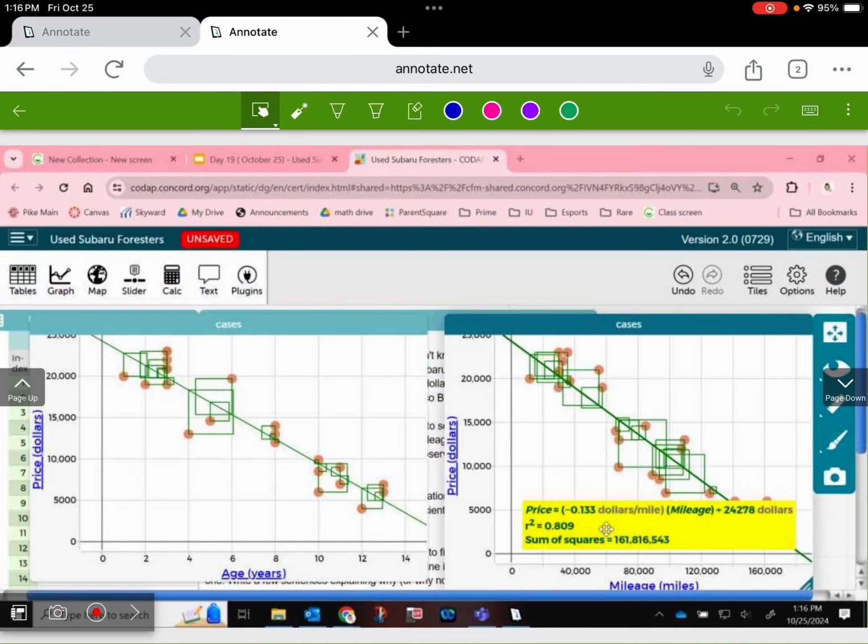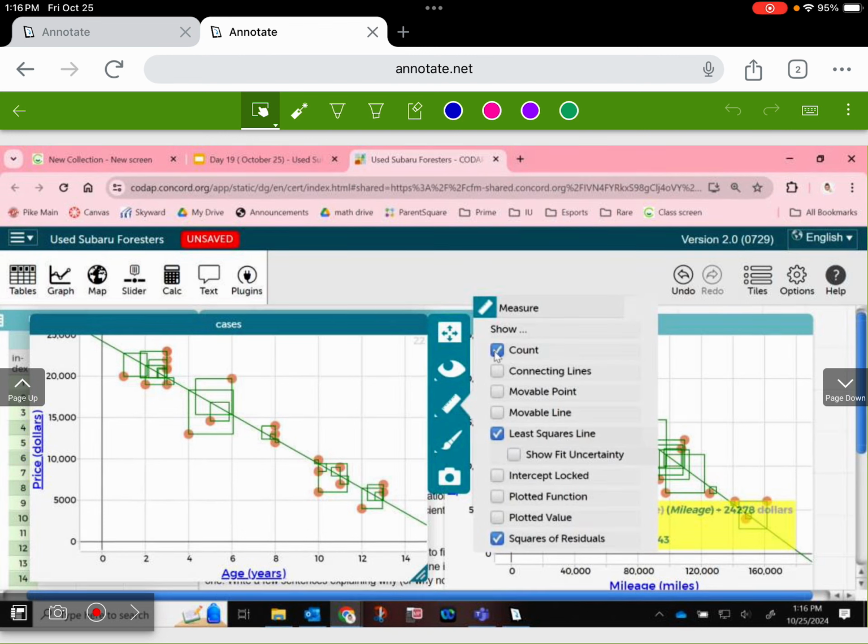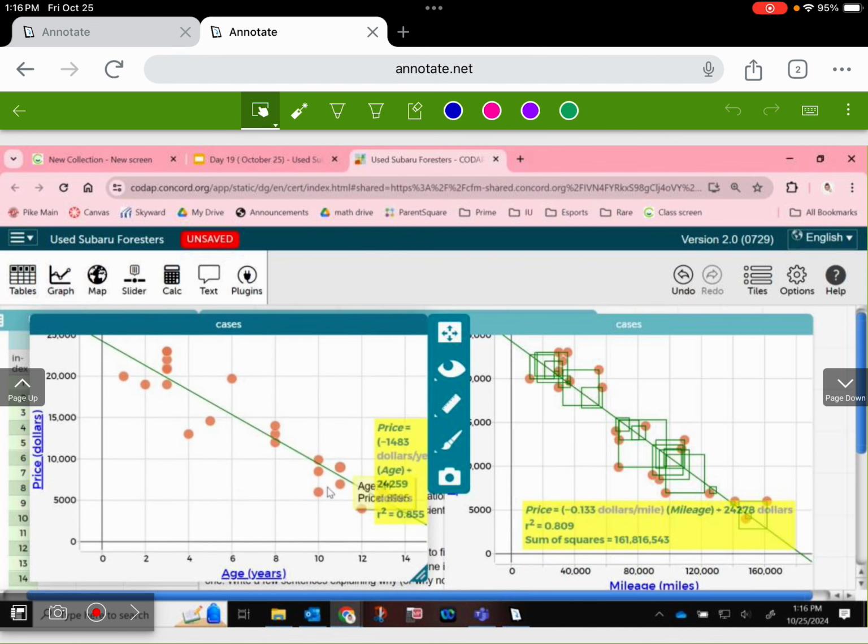R squared shows us the strength of our line. Where is my label? I want my label back. There it is. Come over here. And again, remember, R squared is a measure of strength, how close our dots are to the line. That's what R squared tells us.